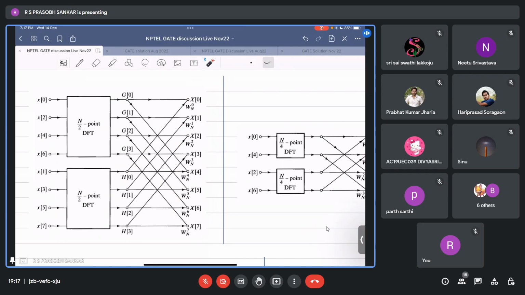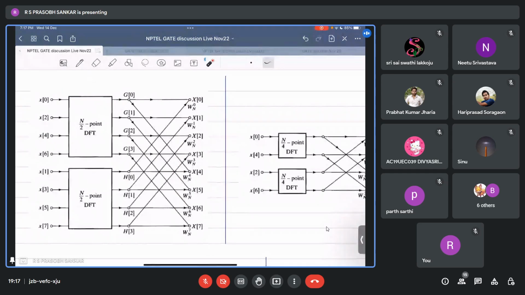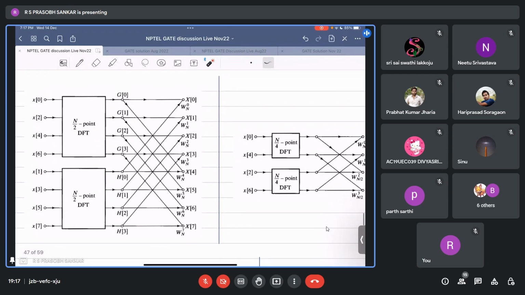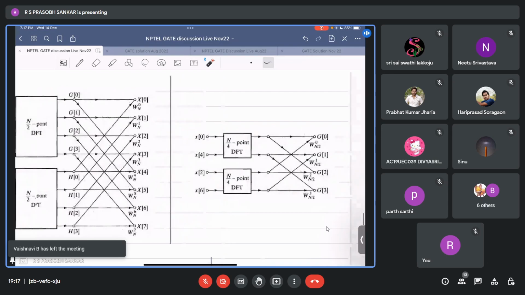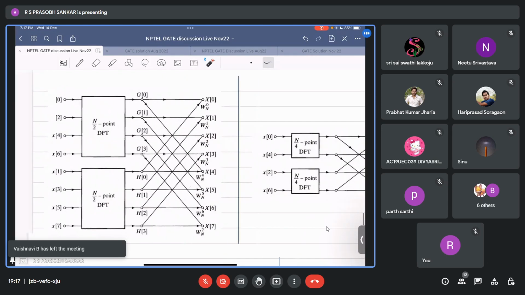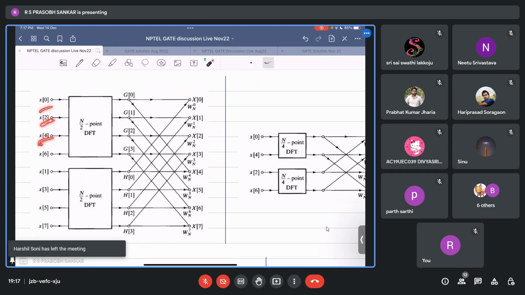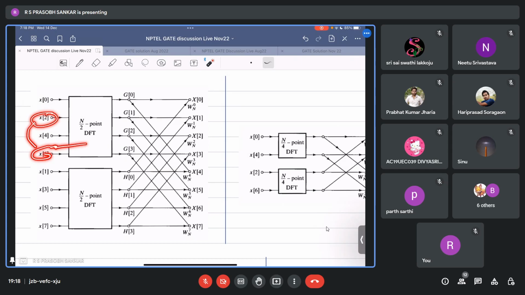Now, this N by 2 point DFT, we can again divide further in terms of N by 4 point DFTs. What I mean is that to do this DFT itself, we can split the input 0, 2, 4, 6 again into its own odd terms, we have 0 and 4 here, and its own even terms. Sorry, this is even actually. Yeah, onto these two terms like this.